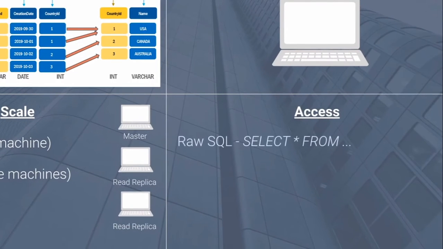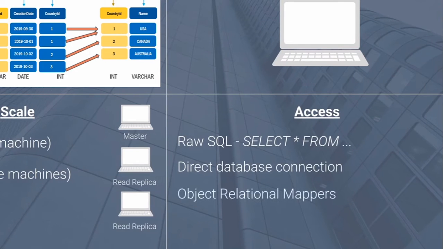Now in terms of access, it's typically raw SQL, so writing the raw create, read, update, and delete syntax for your query. You typically require a direct database connection to the endpoint of the database, and typically these days people are using object relational mappers to construct their queries. What these basically are, are abstractions that people use to add criteria to an object in a very programmatic way, and then allow that to generate a SQL statement that can be run against the engine.